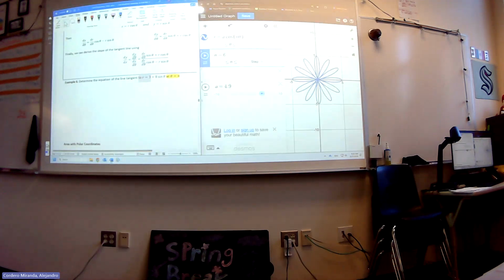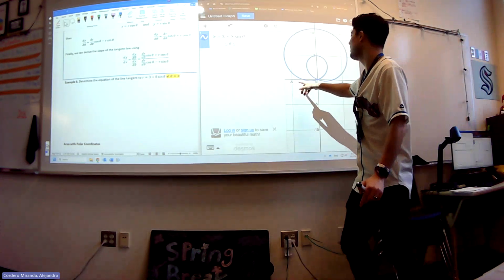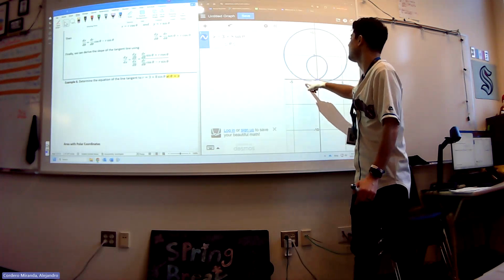So just for fun, let's graph that polar graph. That'll be r equals 3 plus 8 sine of theta. And then when theta is pi, give me this tangent line.